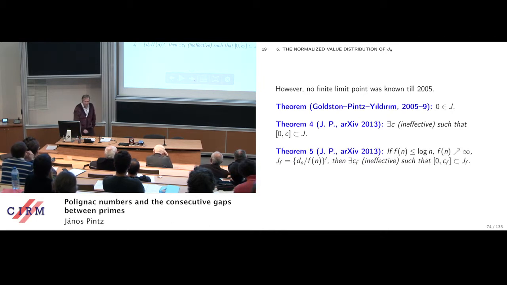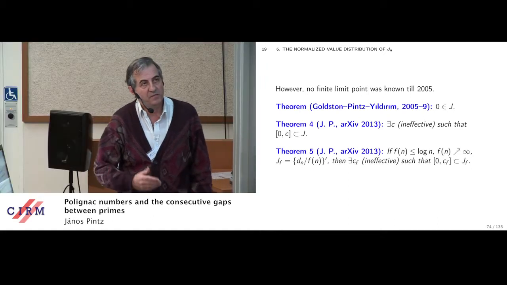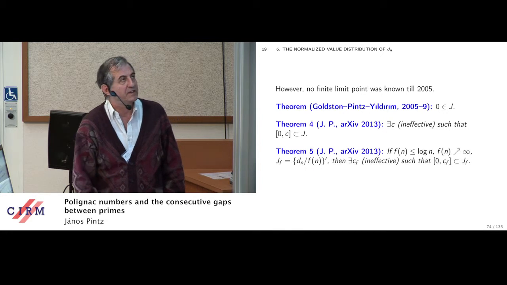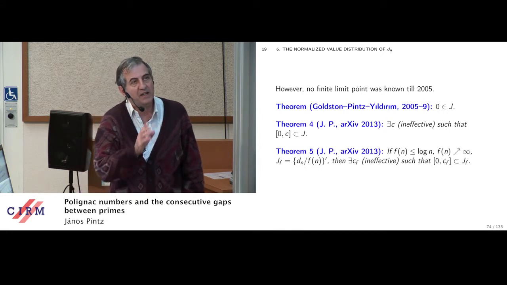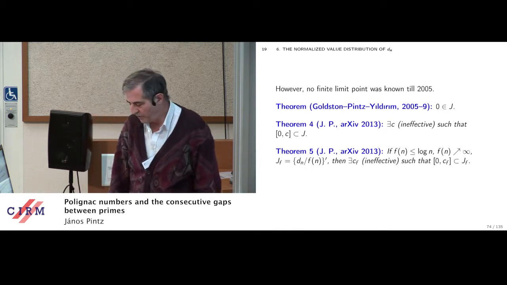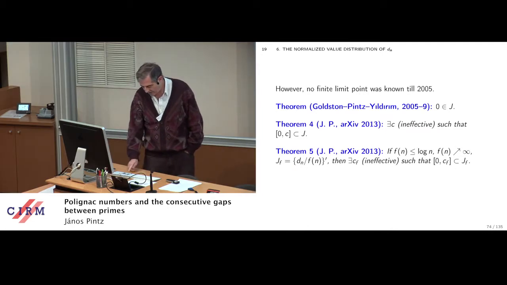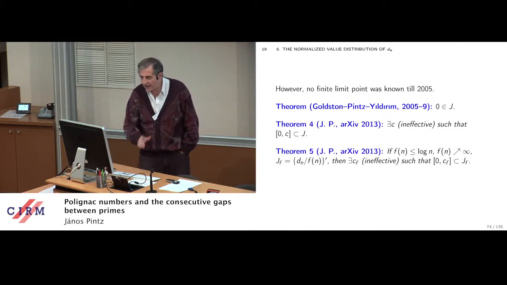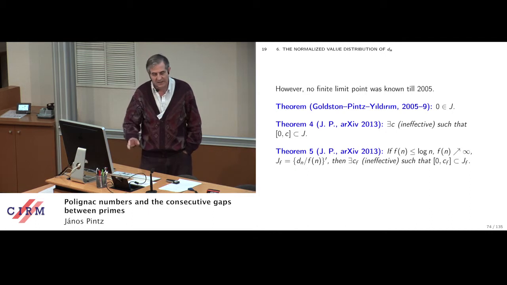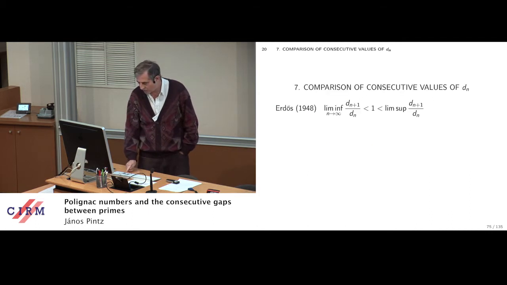And we can work also with some sort of more fine distribution of the differences. That means if I normalize it not with log n, but take any other function which goes to infinity somewhat slowly, then we have still the same type of result, but again with an ineffective C. Now I have to mention that this ineffectivity has nothing to do with Siegel zeros.